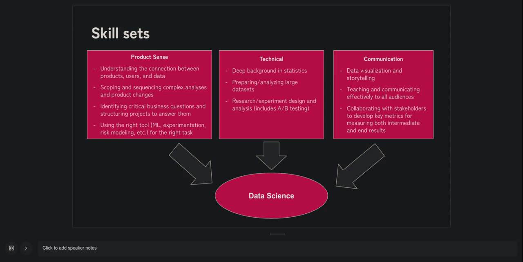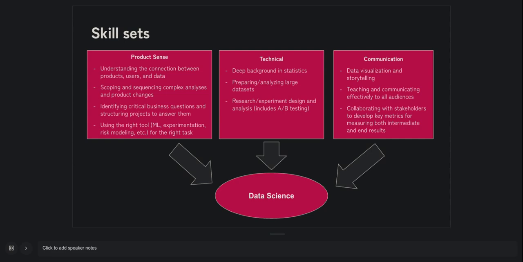So the first thing I want to cover is product sense. Understanding the connection between the products of the company's end users, and of course the data that captures that relationship and how you can leverage that. Scoping and sequencing analyses and product changes, starting with a question to answer, thinking about the best way to answer it, the metrics to measure it, making a game plan for all of that, identifying the right tool to use as well, whether it's machine learning, experimentation, risk modeling, that type of thing.